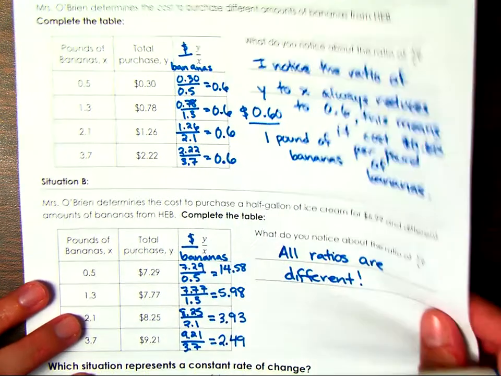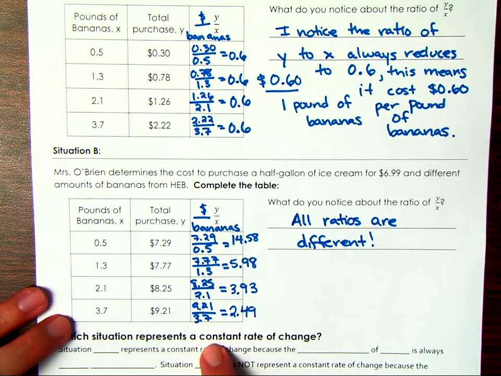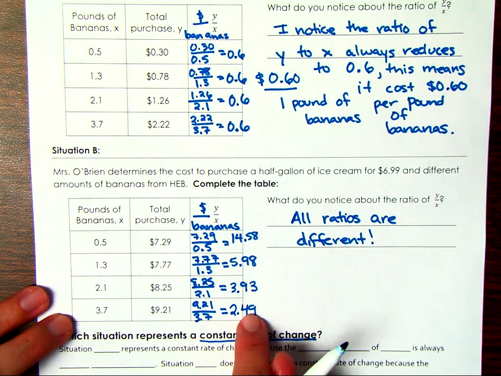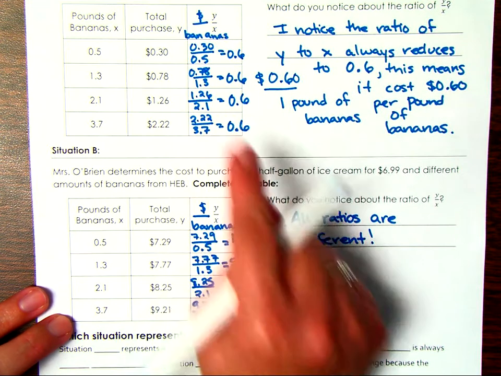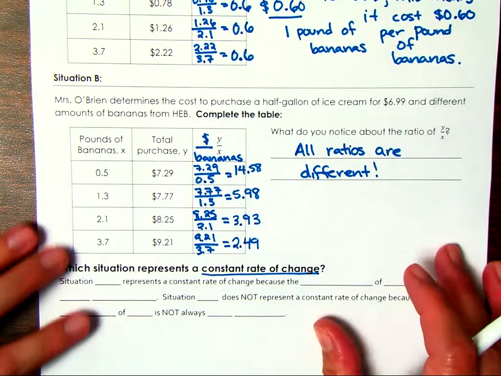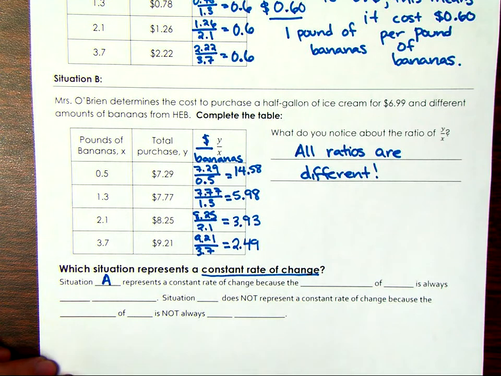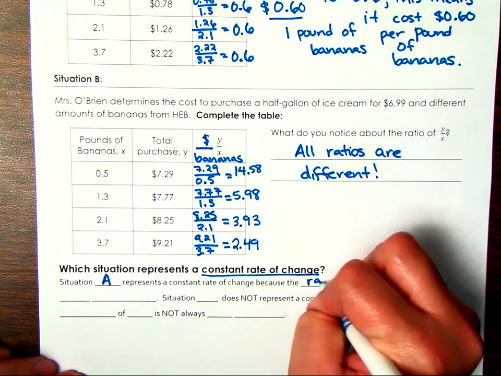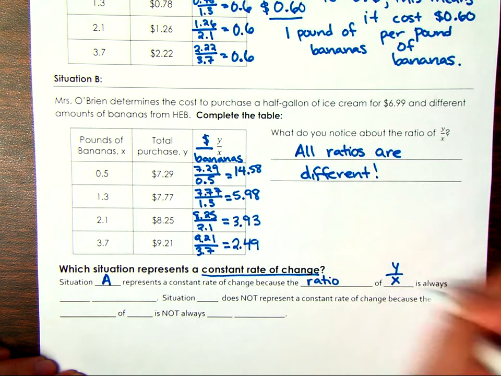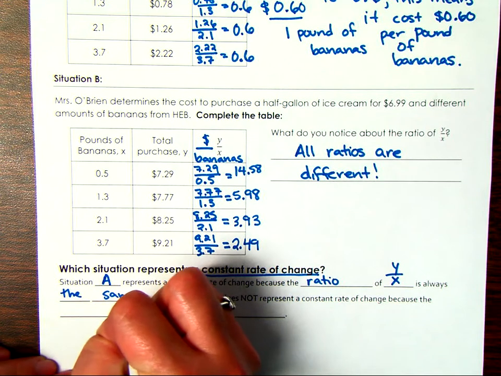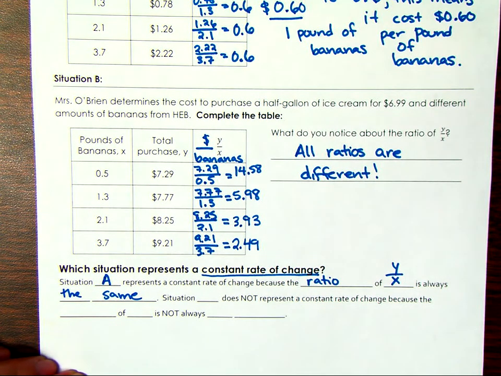So which one represents a constant rate of change? Constant rate of change, remember, means it's the same number over and over. So did we have the same number when we reduced here or here? Hopefully you said situation A. So situation A represents a constant rate of change because the ratio of Y to X is always the same. That's why it's called the constant. If it's constant, it means it's the same.